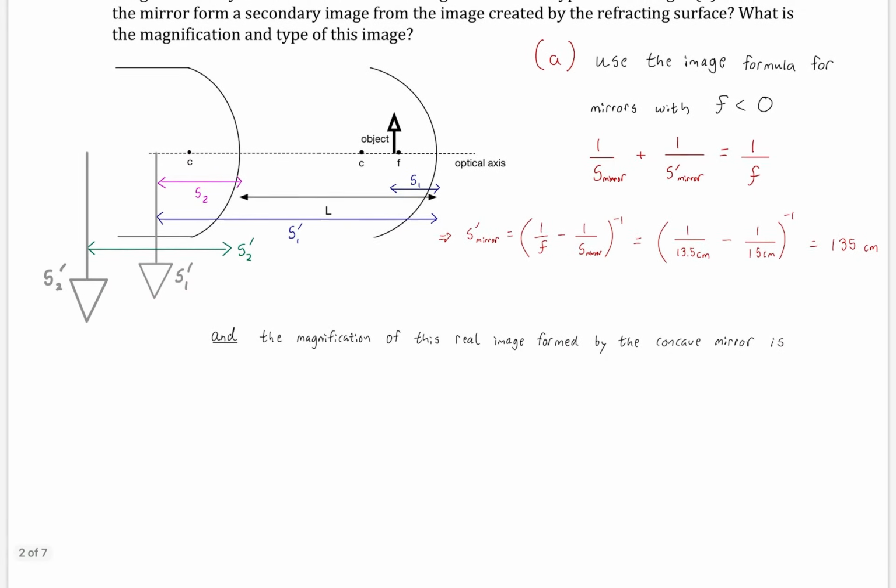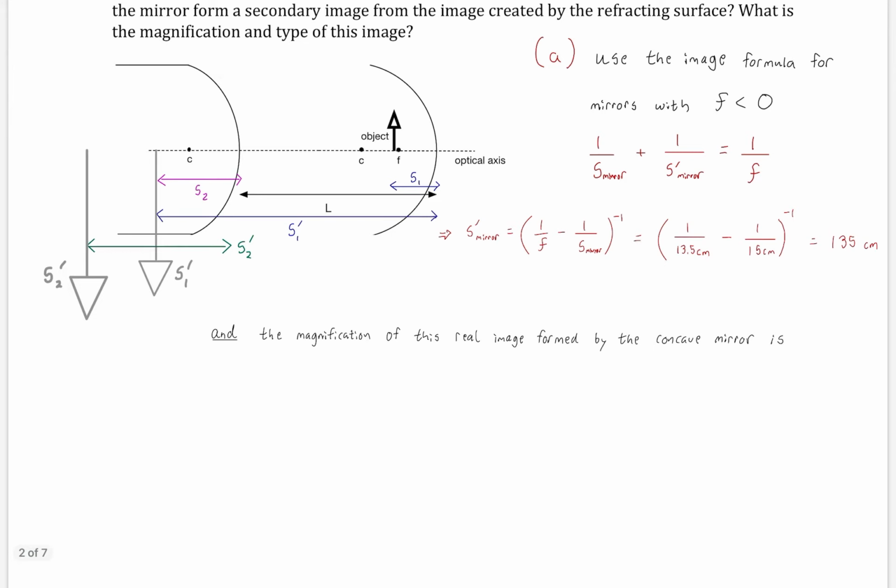And the magnification of this real image formed by the concave mirror is the following. This is how we find it: negative S1 prime over S1. So it's going to be negative 135 centimeters over 15 centimeters, or negative 9.